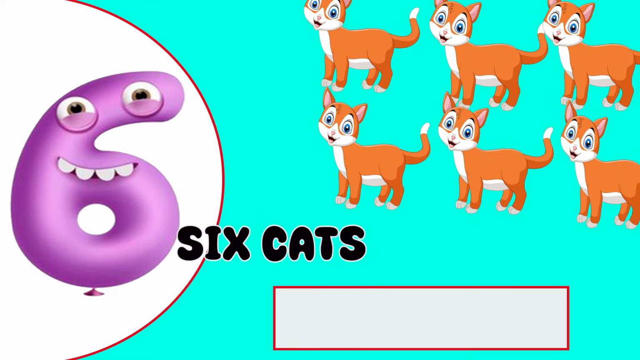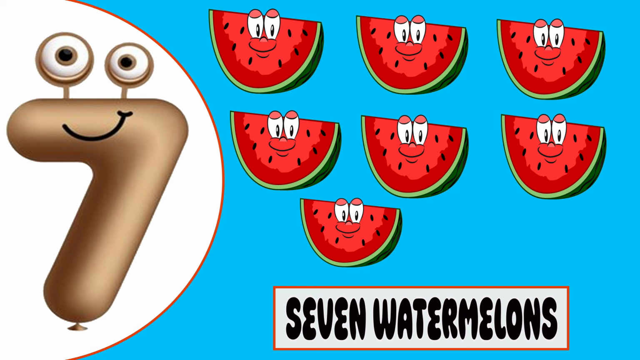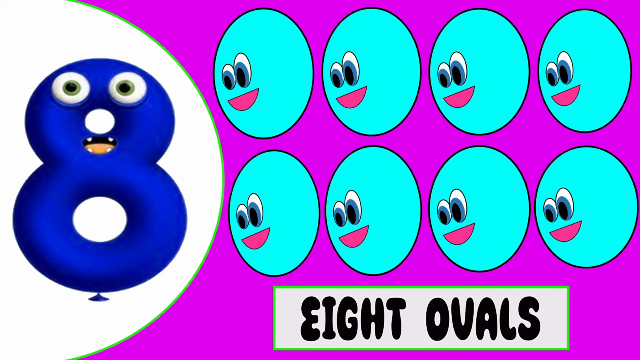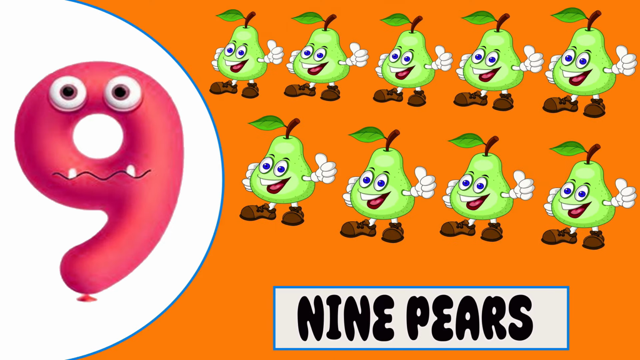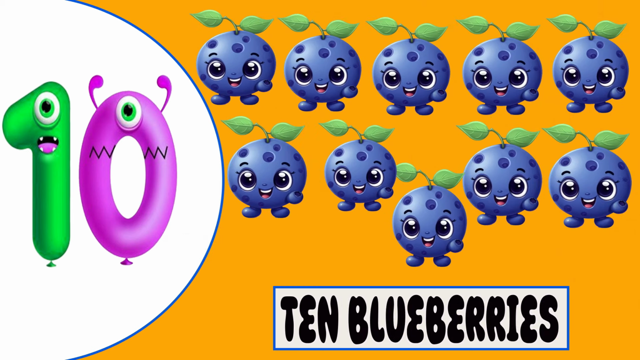Six, six. Cats. Seven, seven. Watermelons. Eight, eight. Ovals. Nine, nine. Pears. Ten, ten. Blueberries.